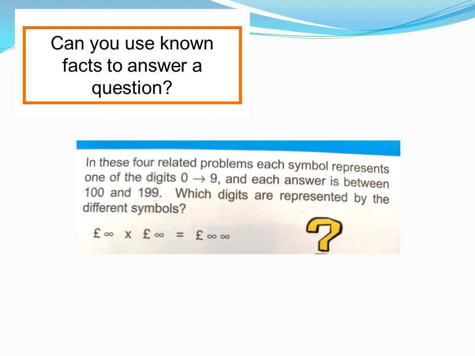But what do the symbols represent? We've got pound sign, infinity sign, multiplied by pound sign, infinity, equals pound sign, infinity, infinity. So what on earth could they be? Now we could just randomly guess. We could say, oh, it might be that the pound sign is a 1 and the infinity is a 2. So that would be 12 times 12 equals 122. So that doesn't work. So we've done a trial and error and we found it doesn't work.